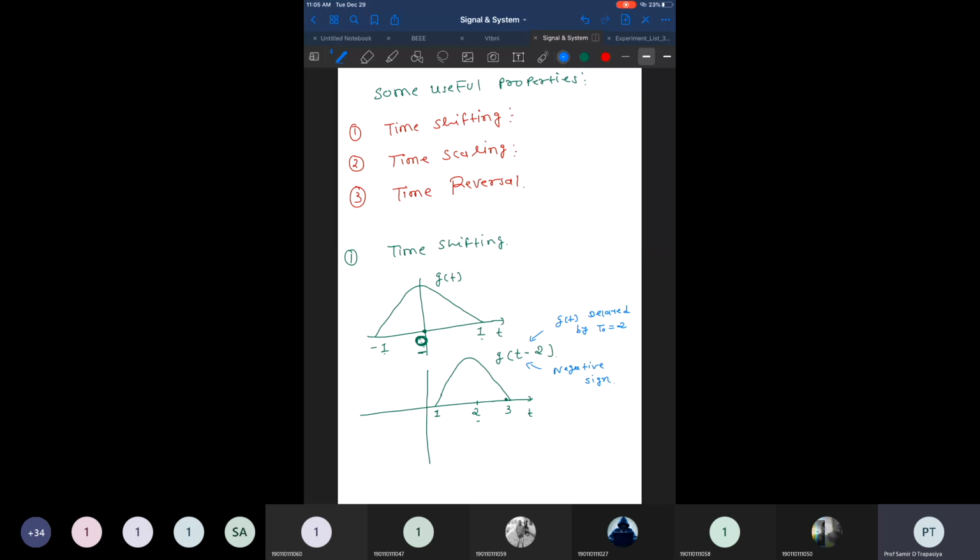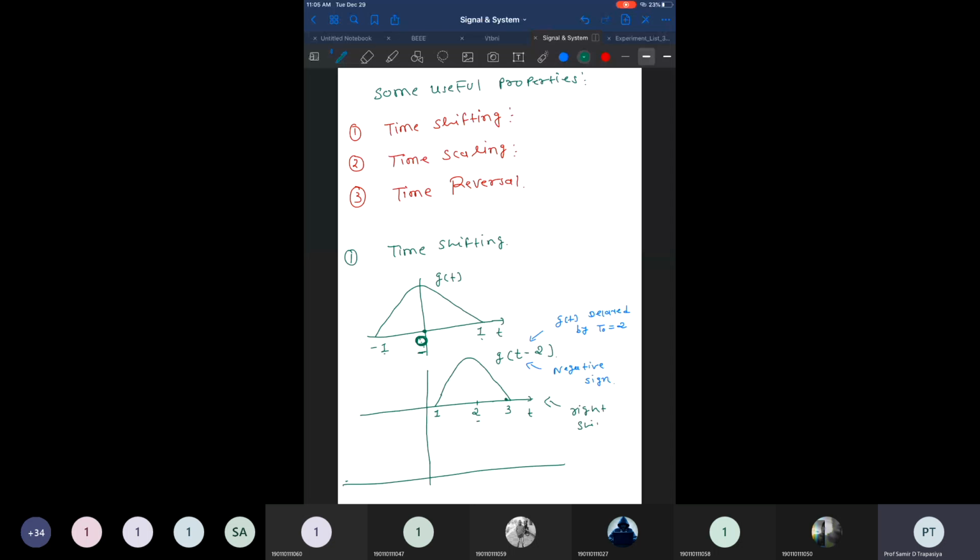Now, contrary to this one, if some signals are shifted, if I draw these signals shifted 2 points to the right side, this one is known as right shifted. But if some signals are left shifted, right?